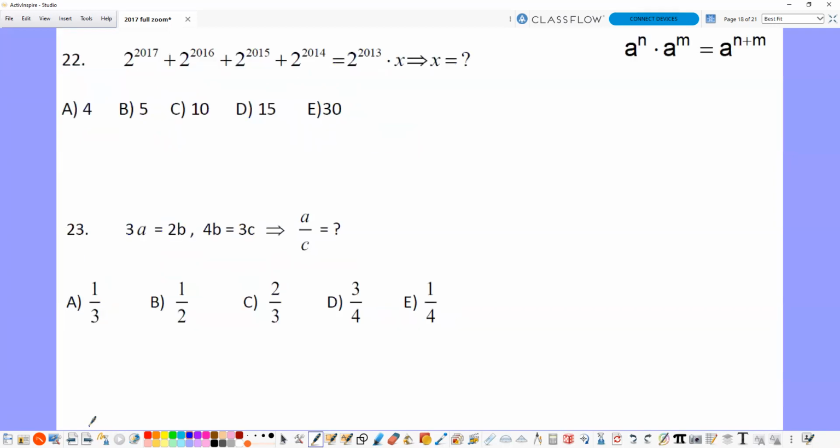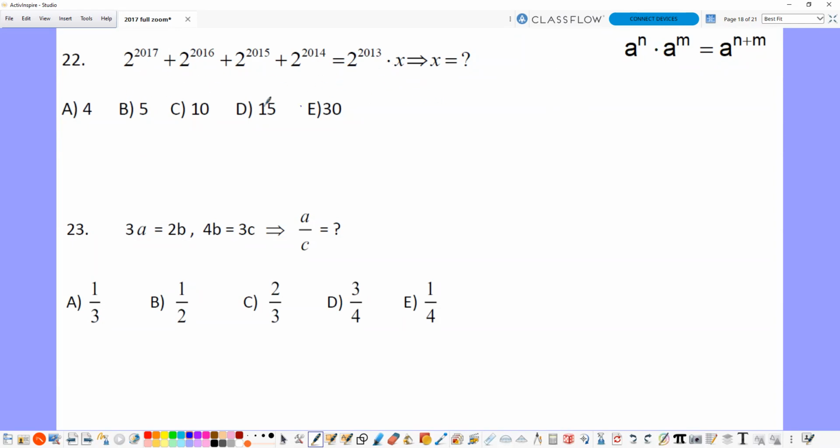Okay, let's continue with the 22nd question. In the 22nd question, we have some powers with addition. Actually, we don't have any rule for that one. As you see, we can do the power operation when there is a multiplication. So what to do here?